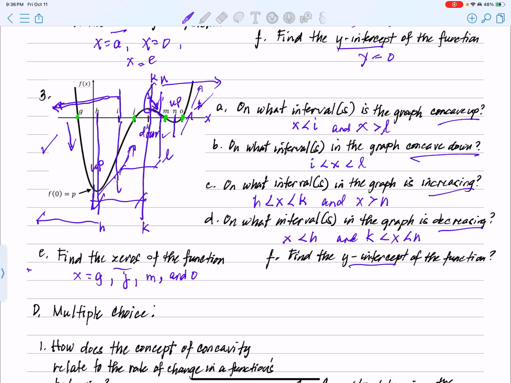For the y-intercept, only one point right here. Y-intercept. So when y is equal to p, that is where it intersects the y-axis. Alright.